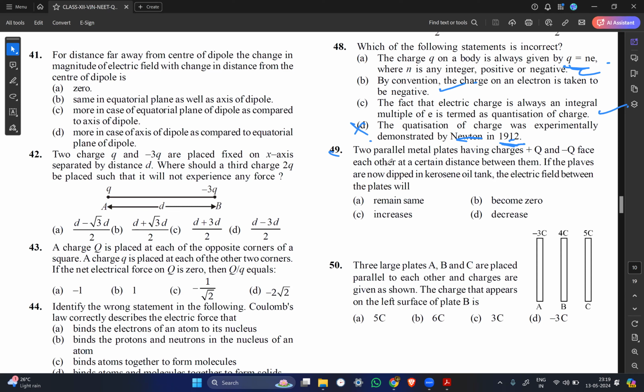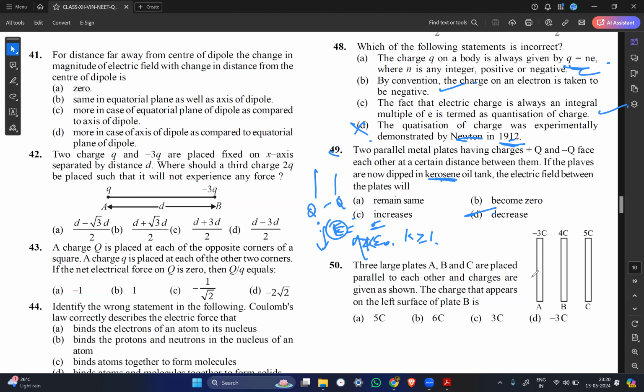And then 49th. Two parallel metal plates having charges plus Q and minus Q face each other. At a certain separation, if the plates are not dipped in kerosene, the electric field will be sigma by 2 epsilon. But when it is dipped in a dielectric like kerosene, the dielectric constant K is greater than 1. So this is increased, and if this is increased, the electric field will decrease. 49 is D.